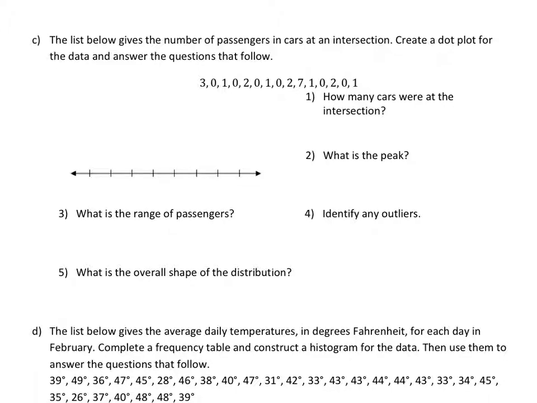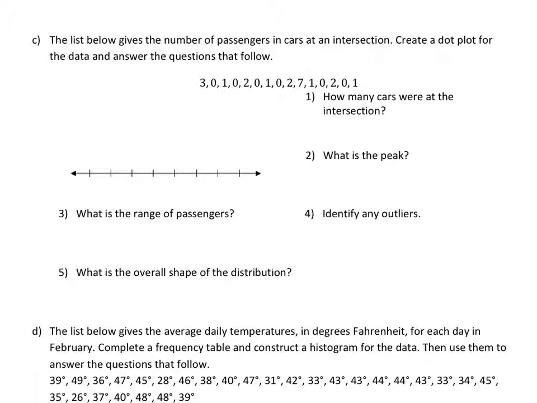Letter C. The list below gives the number of passengers in cars at an intersection. Create a dot plot for the data and answer the questions that follow. Keep in mind we're talking about passengers. The driver of a car in this example is not considered a passenger. So that's why you're seeing some results of 0. Okay. So here we go.